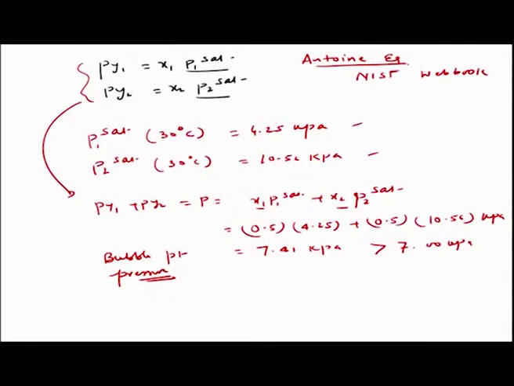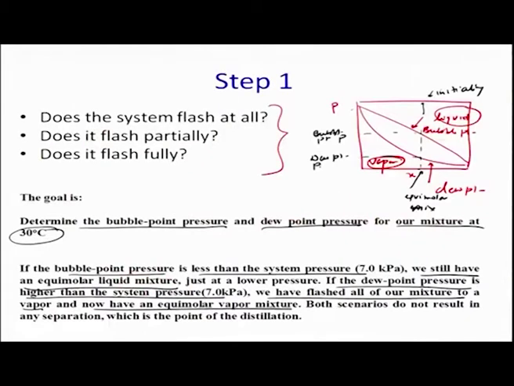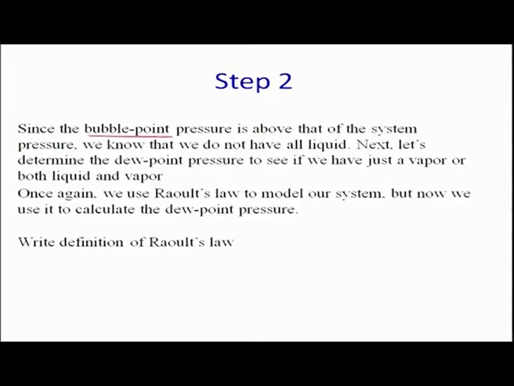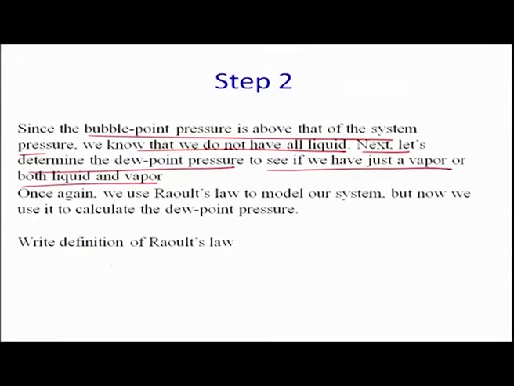This bubble point pressure is above the system pressure, which is nice, because you wanted the bubble point pressure to be higher than the system pressure, but of course, you also want your system pressure to be greater than the dew point pressure. So, let us again find out the dew point pressure. Since the bubble point pressure is above the system pressure, we know that we do not have all liquid. So, either it is partially liquid or completely vapor phase. Next, let us determine the dew point pressure to see if we have just vapor or both liquid and vapor. Once again, we will use Raoult's law, but now to calculate the dew point pressure.